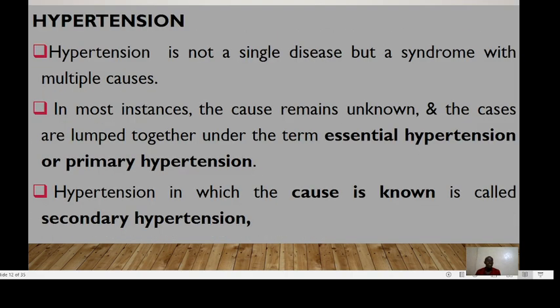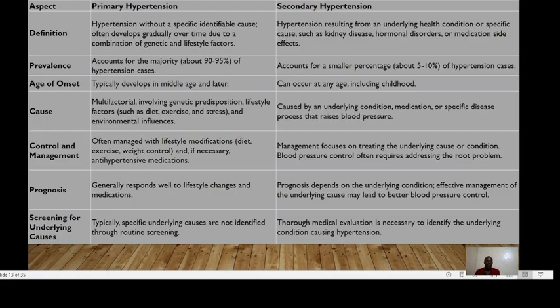So hypertension is not a single disease, but is a syndrome with multiple causes. In cases where the cause is unknown, these cases are lumped together under the term essential hypertension or primary hypertension. But when the cause is known, the hypertension is referred to as secondary hypertension. So generally, we can try to give some differences between primary hypertension and secondary hypertension.